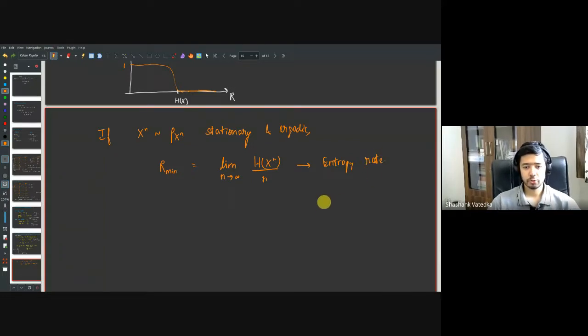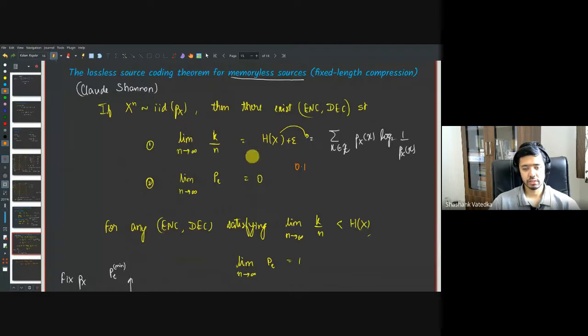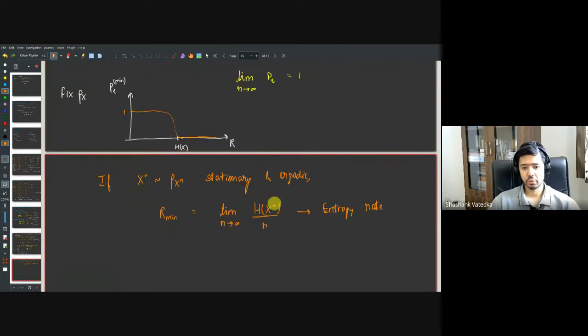This is called the entropy rate of the source, and basically an analogous result holds. So it is possible to design compression algorithms for which the probability of error tends to 0 and the rate is arbitrarily close to this particular quantity, the entropy rate. But if you try to compress at a rate below the entropy rate, then the asymptotic probability of error tends to 1 as n tends to infinity.